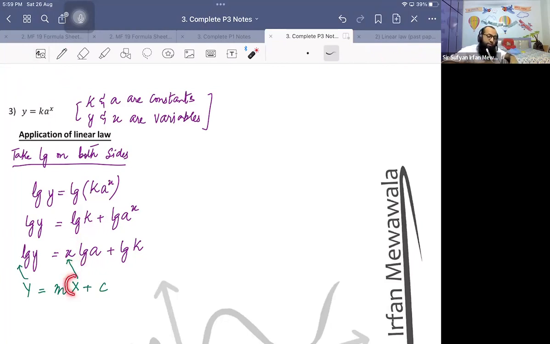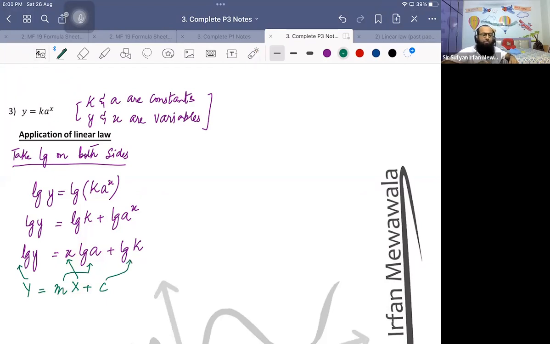So this capital X is a dummy variable. This is a variable, and this small x is the variable. LGA will not be a variable because a is a constant. So LGA will also be a constant. So this means that X will be x and the gradient will be LGA. The gradient will be LGA and the intercept will be LGK.